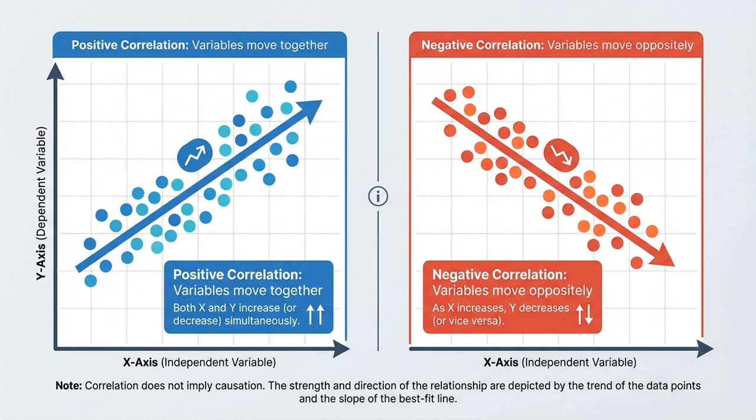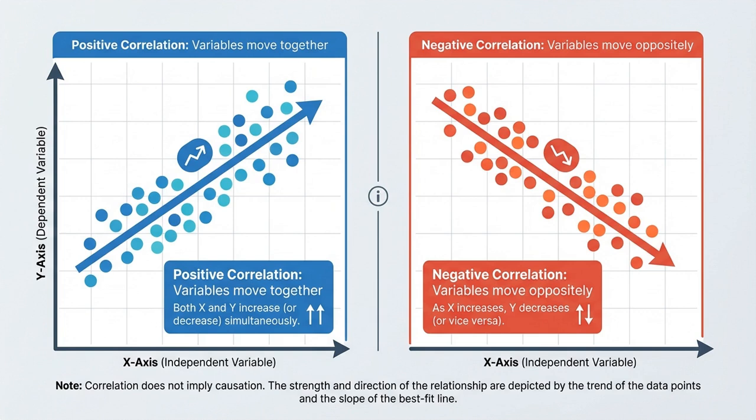Let's start with correlation. Correlation describes a relationship where two variables change together. If variable x increases as variable y increases, or x decreases as y decreases, we have a positive correlation. Think of it as both variables moving in the same direction.